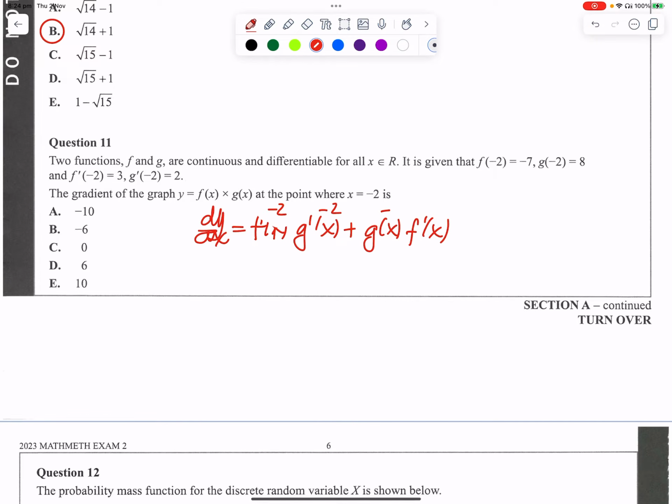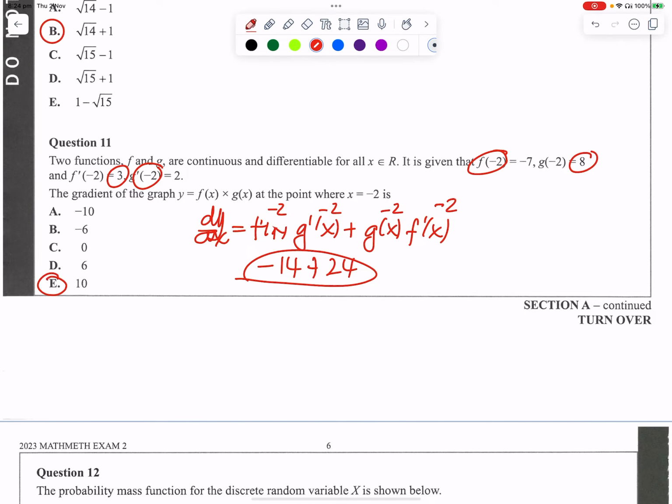-2, -2, -2, -2. So f of x times g dash of x, -14. That times that is plus 24. Add them together, we get 10.